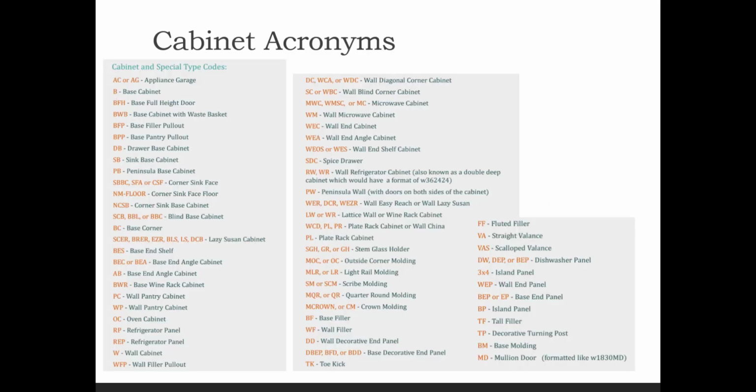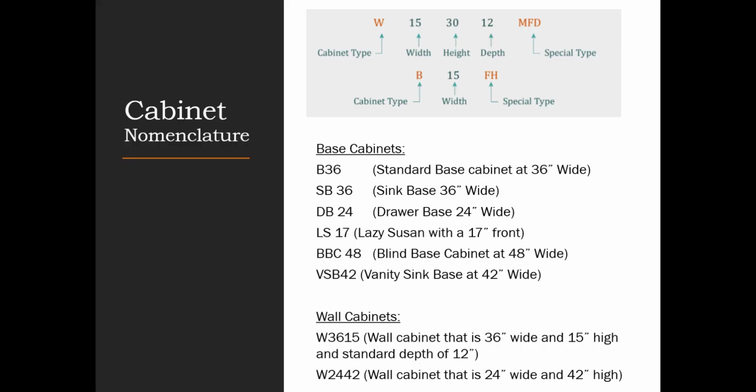Now, you've been hearing me say things like standard base, sink base, appliance garage, and drawer base. These are common names for cabinets, and it can take a lot of time to say and write these names, so kitchen designers came up with some standard acronyms to use when ordering cabinets and designing them. So here's a great list to show you what those acronyms are. And we use acronyms together with cabinet sizes to call out specific cabinets. I call it the cabinet formula.